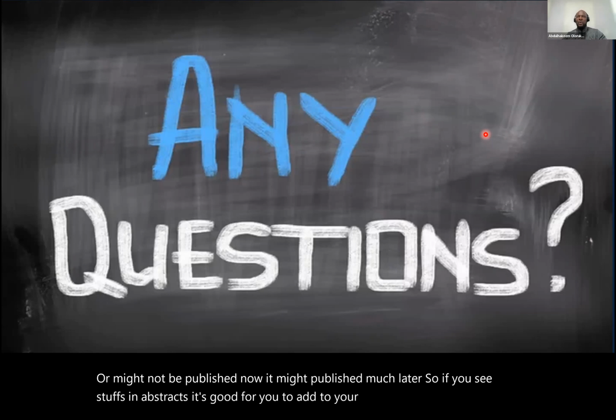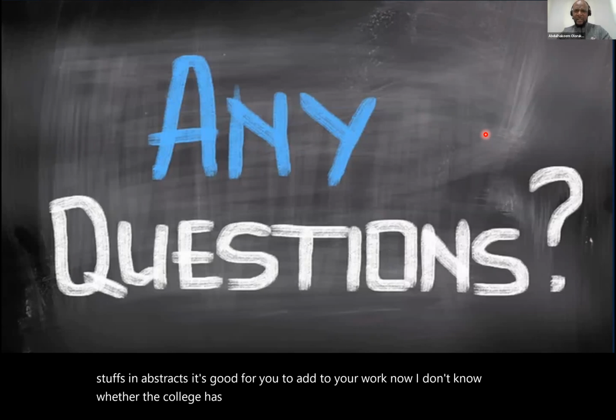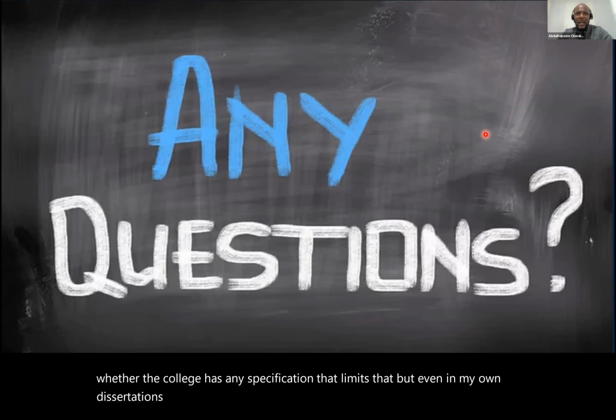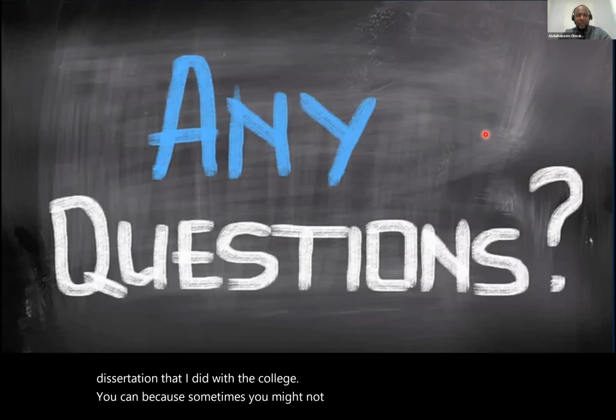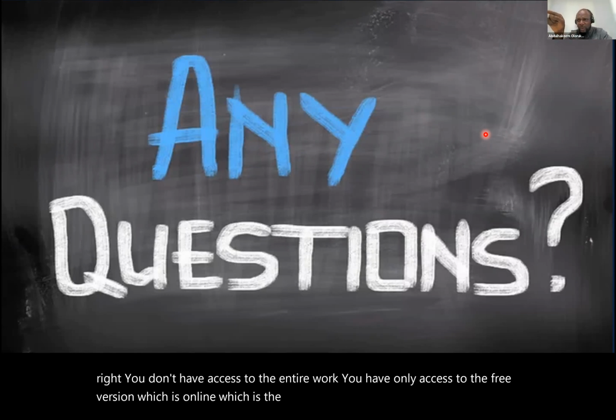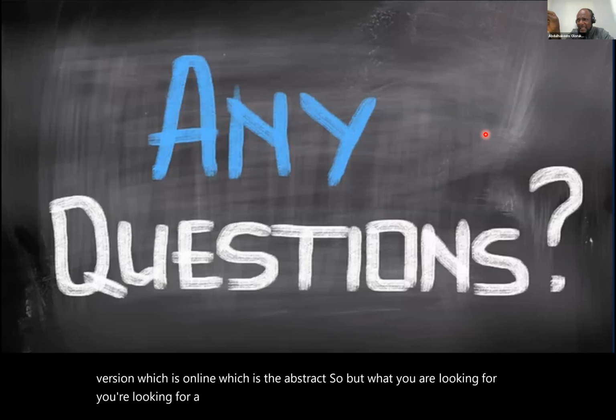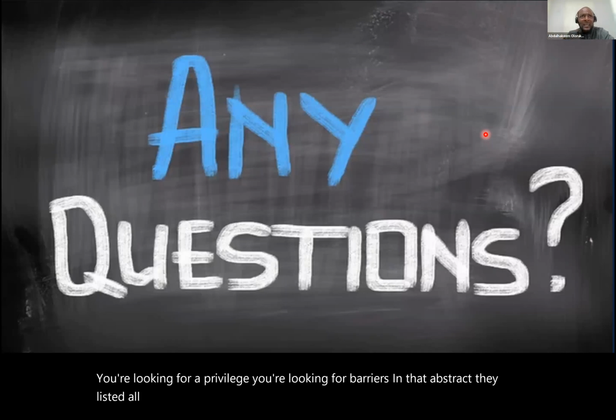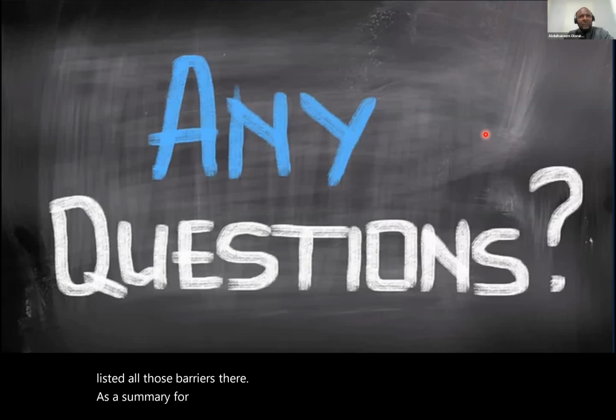Now, I don't know whether the college has any specification that limits that, but even in my own dissertations that I did with the college, you can, because sometimes you might not even have access to the main work, right? You don't have access to the entire work. You have only access to the free version, which is online, which is the abstract. So what you're looking for is prevalence, you're looking for barriers. In that abstract, they listed all those barriers as a summary of the entire study. So you can pick it there.